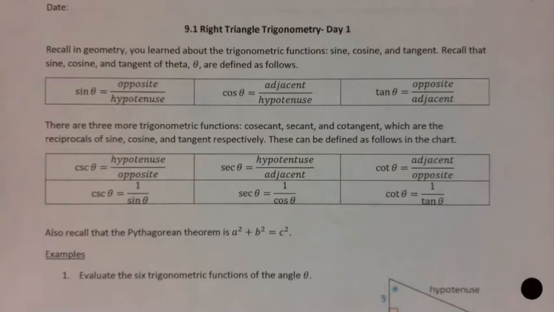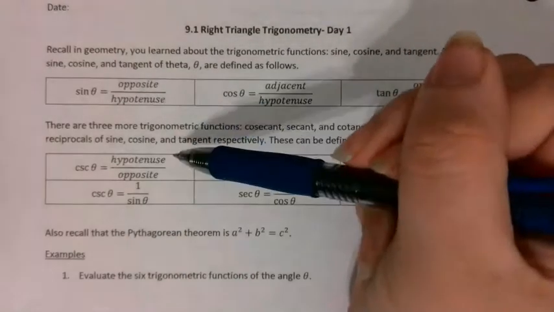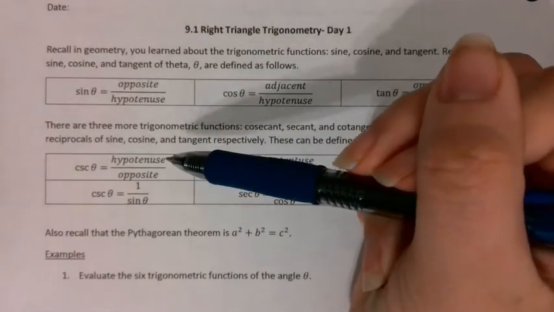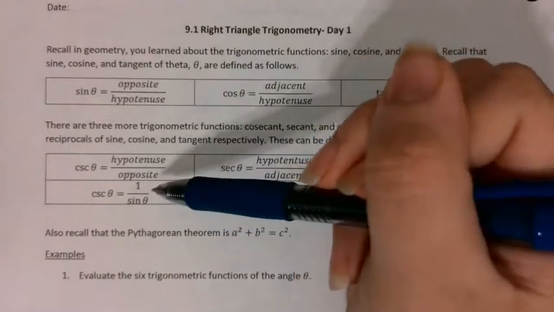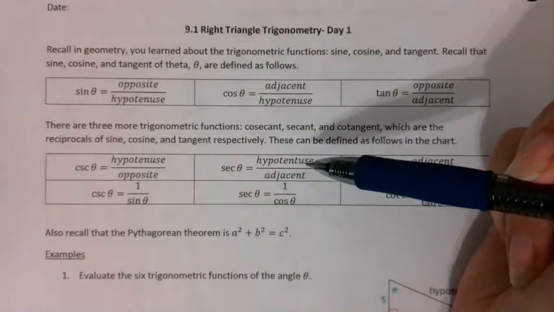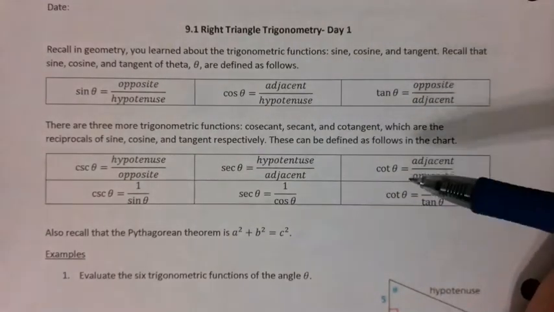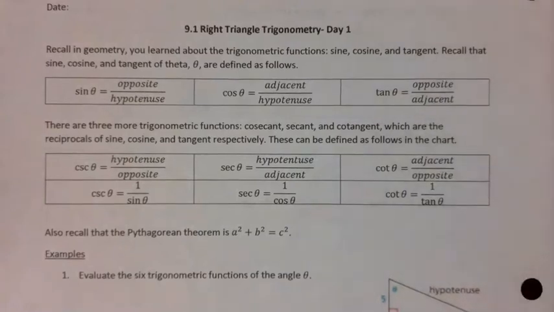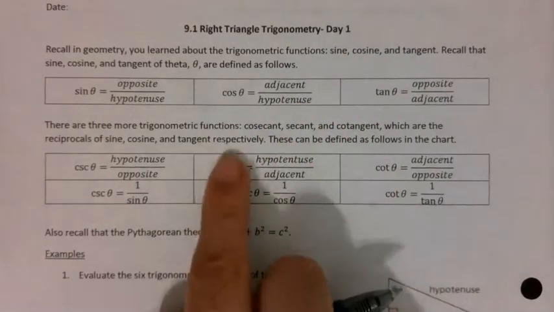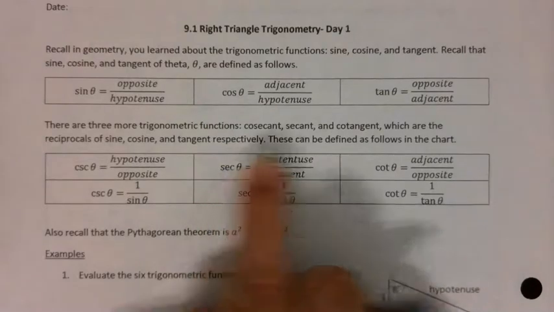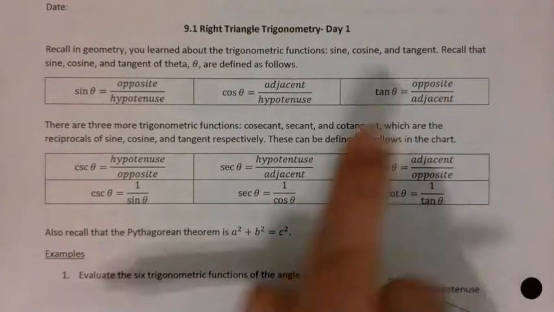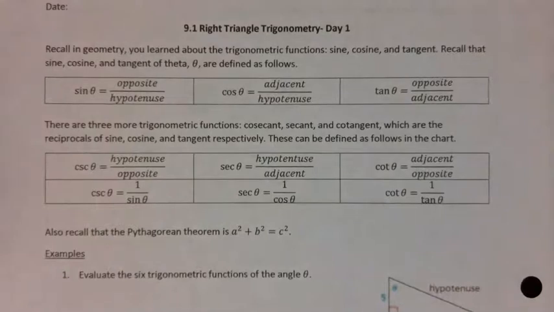Okay, there are three more trigonometric functions: cosecant, secant, and cotangent. Cosecant is the opposite of sine, so it flips the fraction. It's hypotenuse over opposite, or we can write it as 1 over sine. Secant is hypotenuse over adjacent, which is the opposite of cosine. And tangent and cotangent are opposites. The way I remember this is cosecant and secant look the same but spelt backwards. Cotangent and tangent both have t's, and then sine and cosecant are the leftovers.